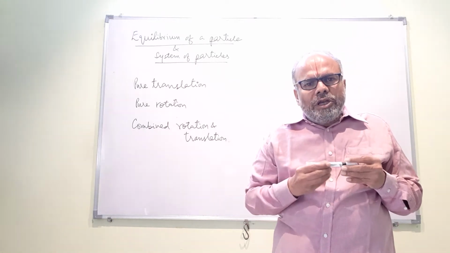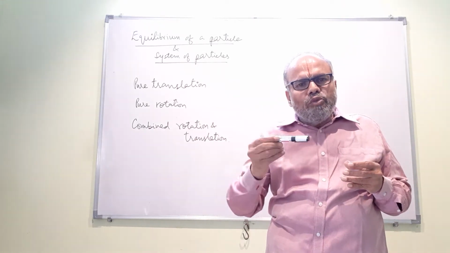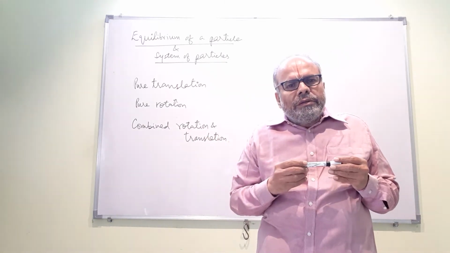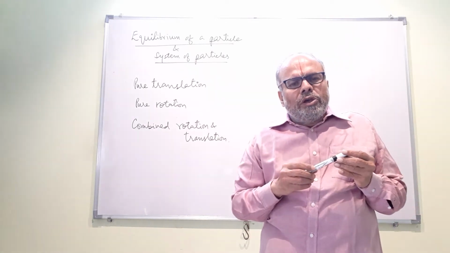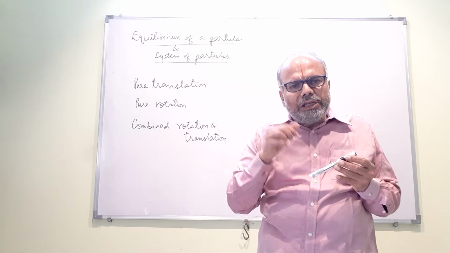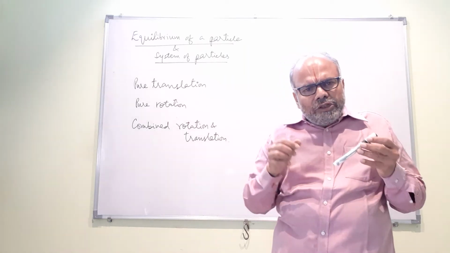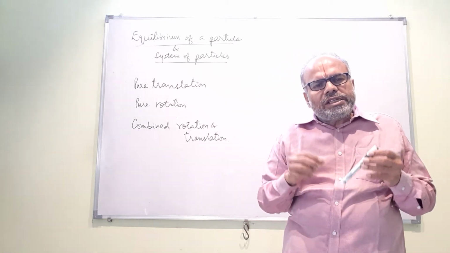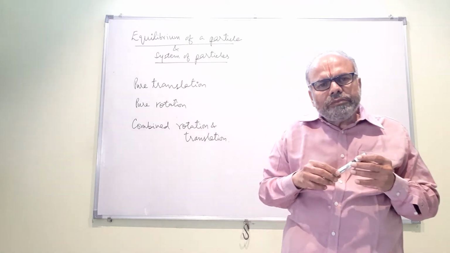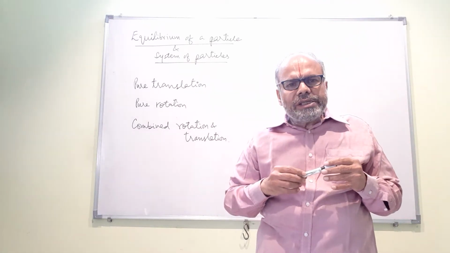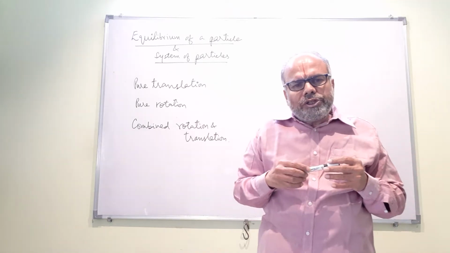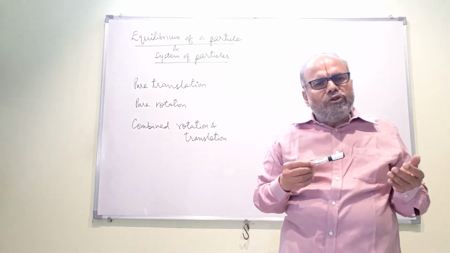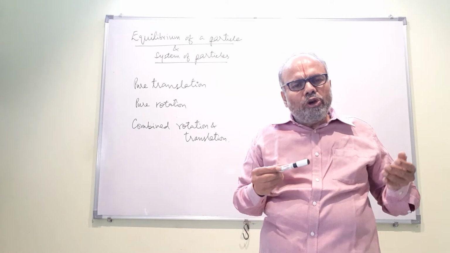If you take a point, it can only translate, that is, move about from one place to another, get displaced from one point to another point. But there is no rotation of a particle about an axis passing through itself. The particle is so small that we ignore any rotation of the particle about an axis passing through itself. Whereas if you take a system of particles, we cannot ignore rotation. So a single particle can only translate. It has only pure translation.